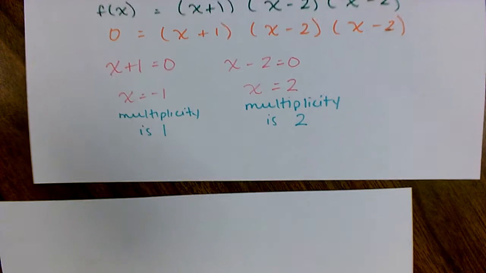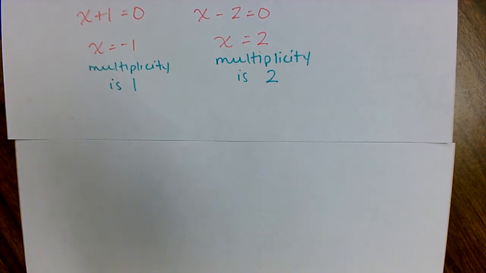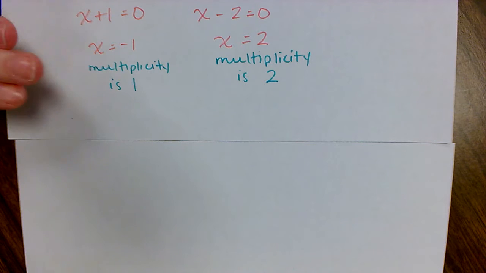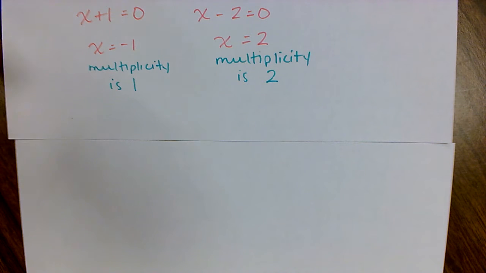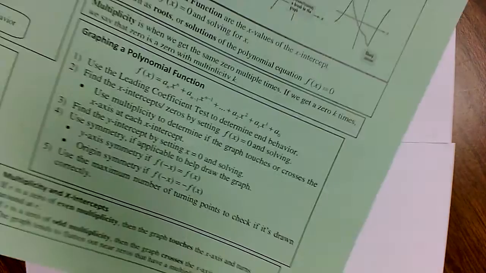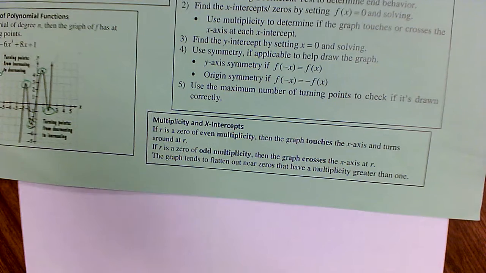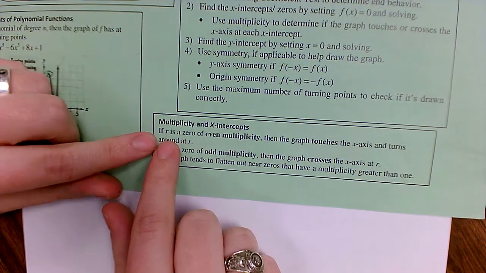So now we're going to get into why finding multiplicities is important. Multiplicities tell us something really interesting about a graph. Remember, multiplicity is talking about how many times we get a certain zero. A zero is an x-intercept. So we're talking about how many times we get that x-intercept. And that changes what the graph is doing at that x-intercept. So this description is down here.